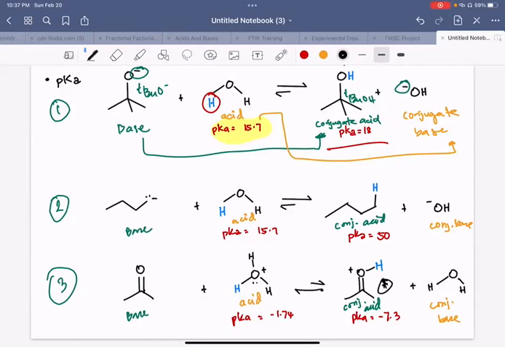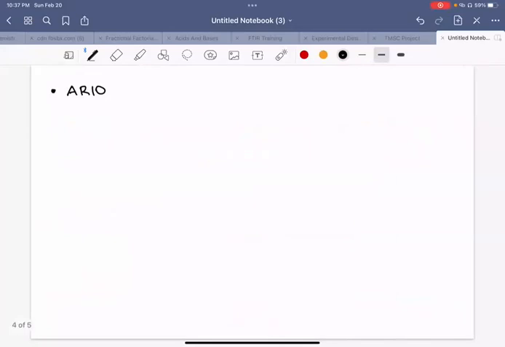So that's how you assess the acidity of a compound, not just the acidity of the compound or a molecule, but also the position of the equilibrium. And you can do it by knowing the pKa. But what if you don't have the pKa? You now go to molecular structure. And I have here an acronym called ARIO.